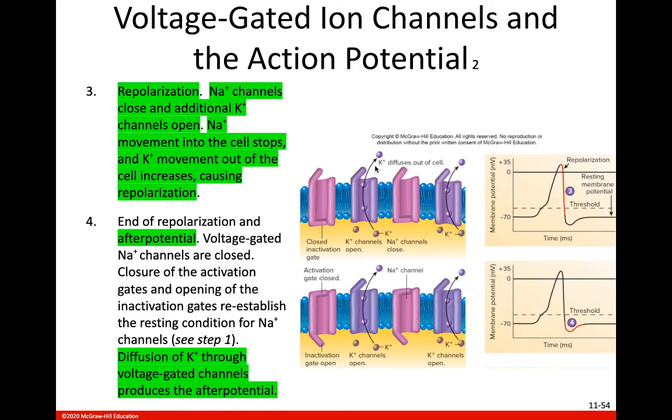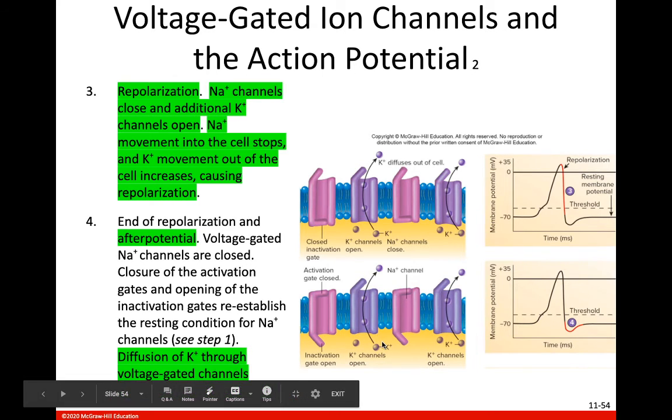Then repolarization will happen. Our sodium ion channels will begin to close, and our potassium ion channels will open and let potassium ions out. Basically, the inside of the cell returns to more negative, the outside of the cell returns to more positive. That's what we're getting here. We repolarize, but it takes a little bit of time for those potassium ion channels to close after we restore resting membrane potential.